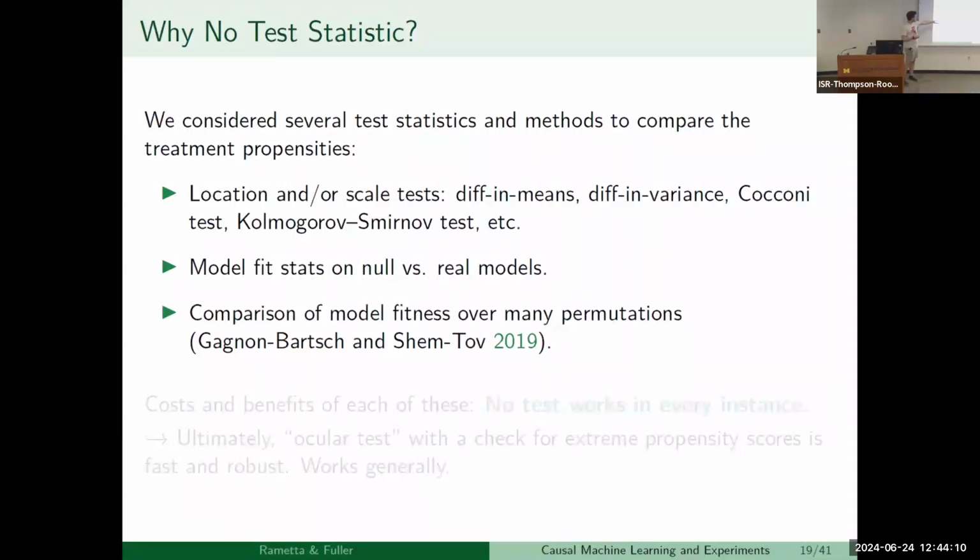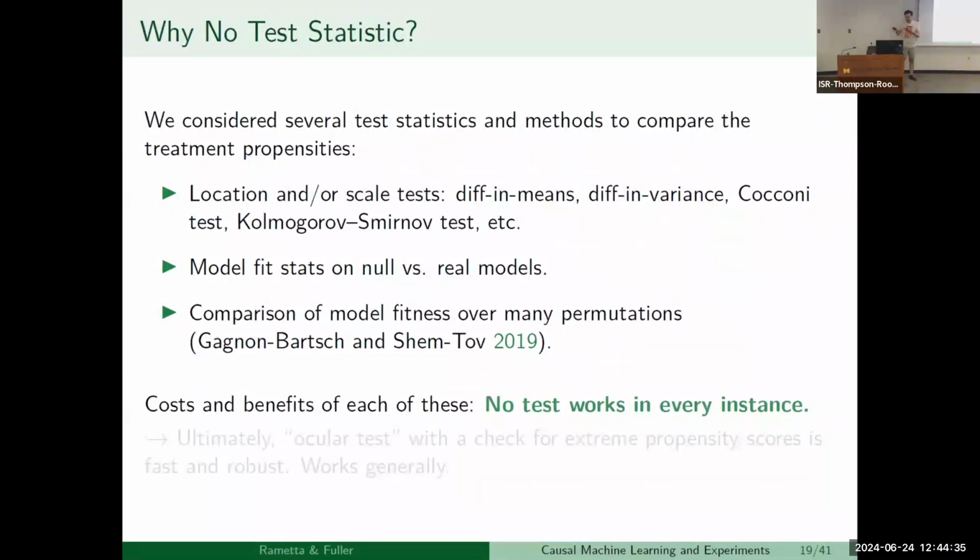And then last, you could do something like what they do in this Gagnon and Bartesh paper, where you do this many, many times over, and then compare the model fit statistic for the single run that you happen to have versus permuted versions. Again, when I tested this out, it didn't work for the clustering thing. So maybe that would work for some of the other examples, but at least for clustering, this wouldn't work either.